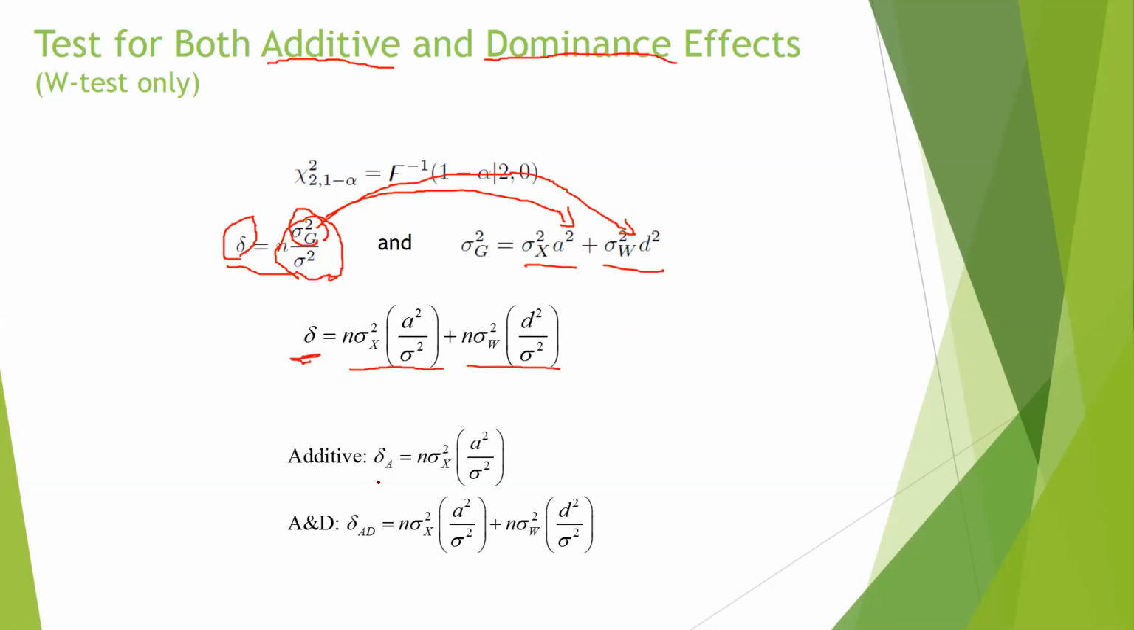And that's the additive. For the additive model only, we only calculate this, the non-centrality parameter due to the additive effects. But if you are analyzing a model with both additive and dominant effects, this will become the formula you need to use to calculate the non-centrality parameter that is associated with additive plus dominant effects. Okay.